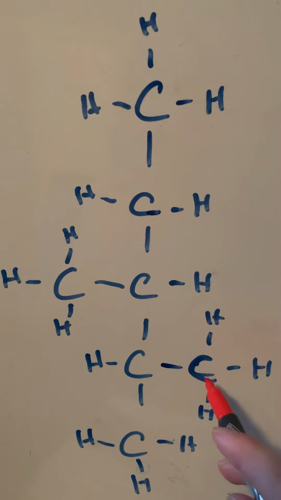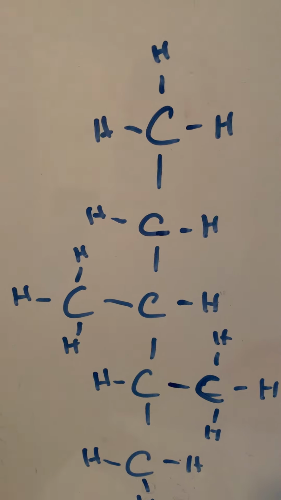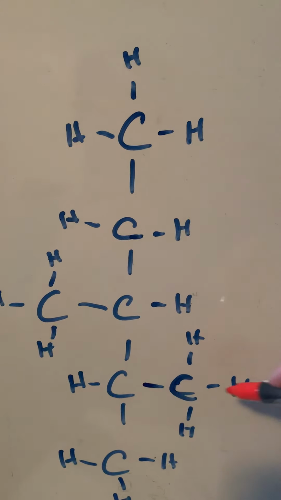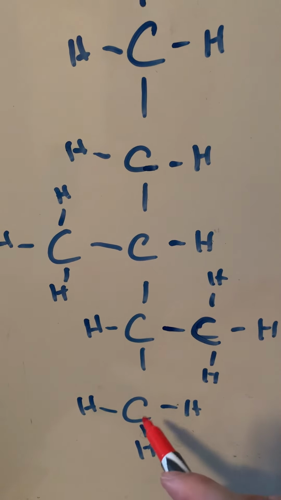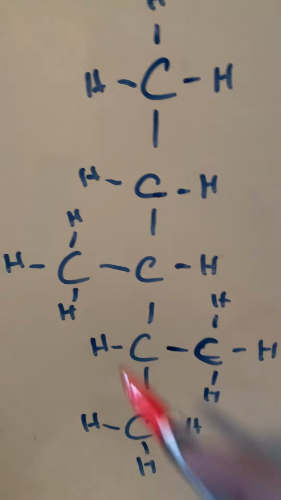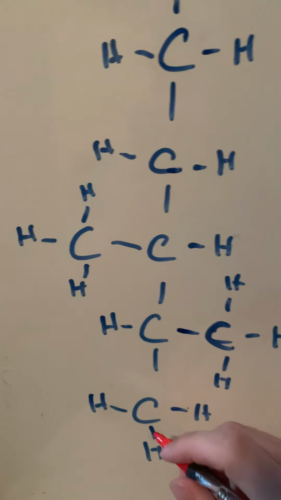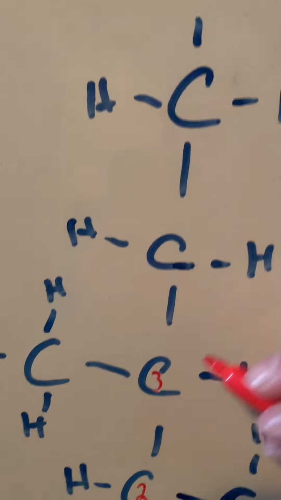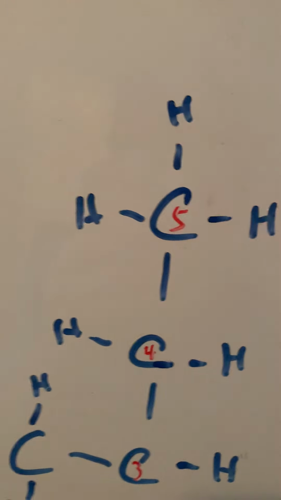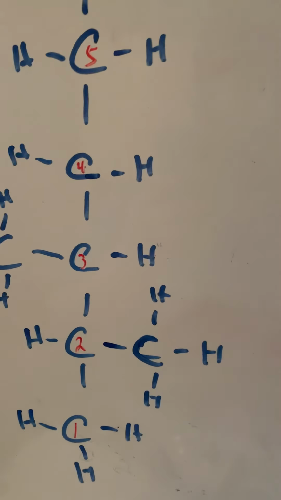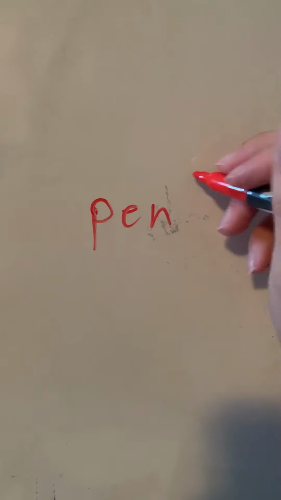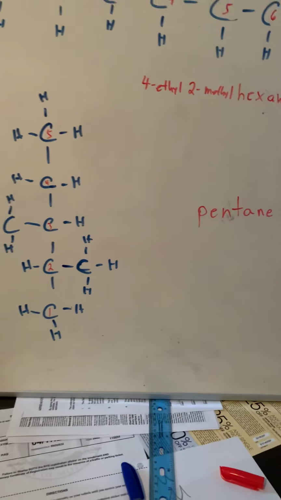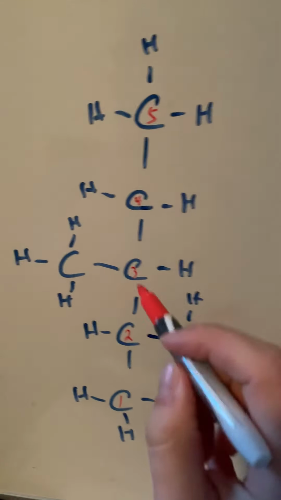Well, I want my branches to have the lowest possible number. So if I go from the top, that'd be 1, 2, 3, and then I have a branch. 4, and then I have a branch. So if I go from the bottom, that's 1, 2, and I have a branch. 3, and I have a branch. Those smaller numbers, that's the way we're going to want to go. So I have 1, 2, 3, 4, and 5. So we know that that's pentane. Okay, that's pentane. Okay. Now I have these 2 methyl groups.